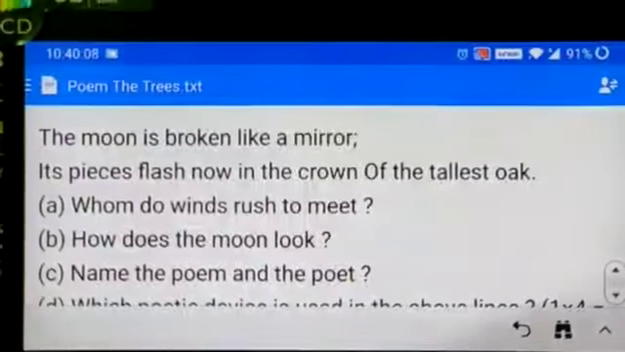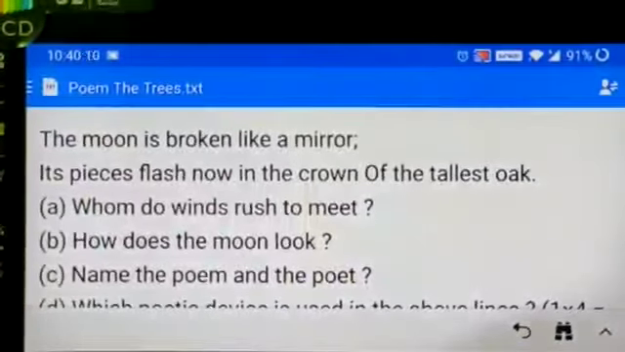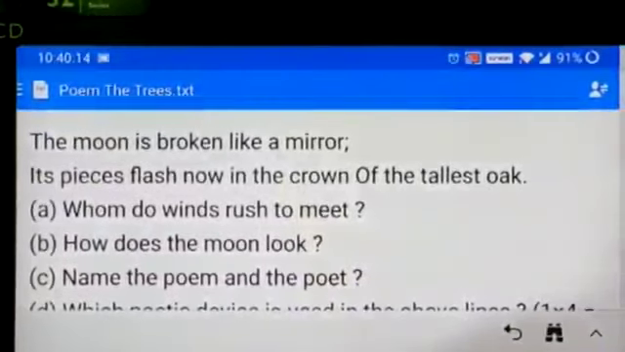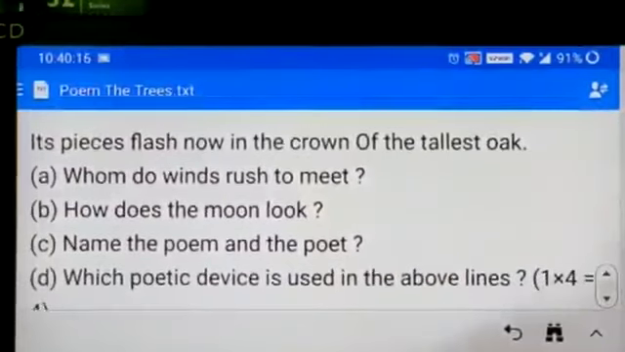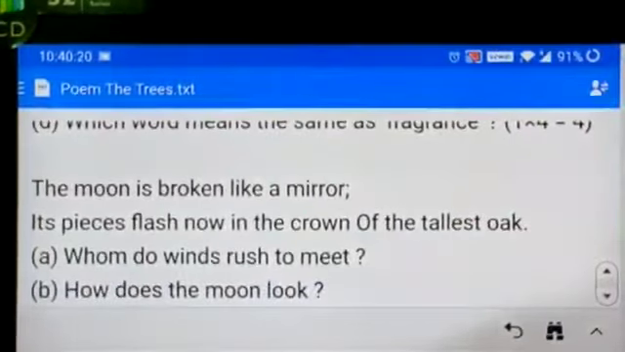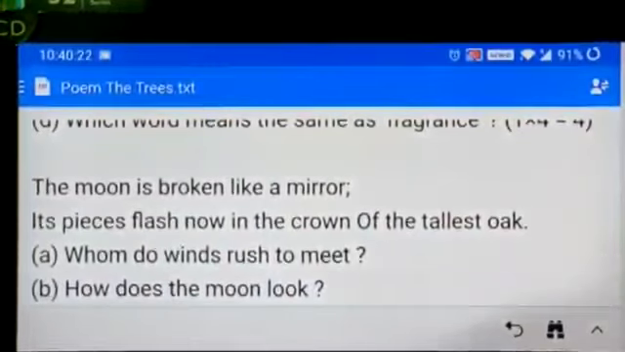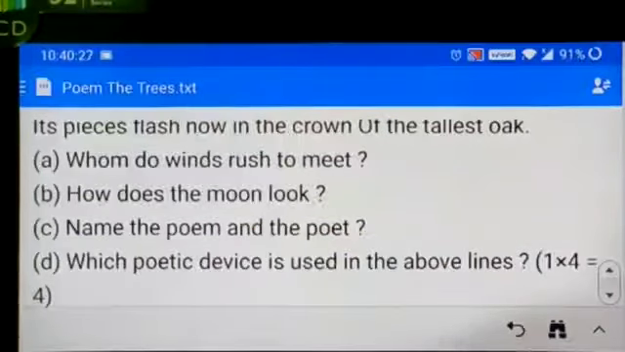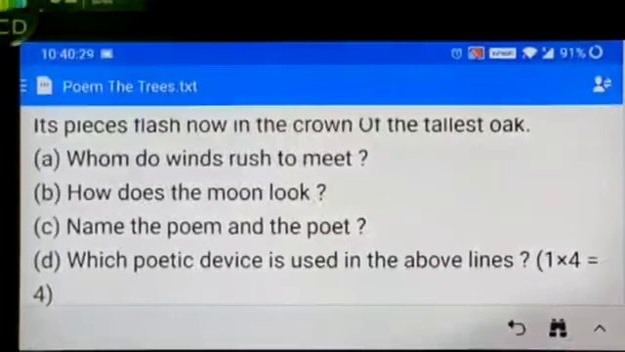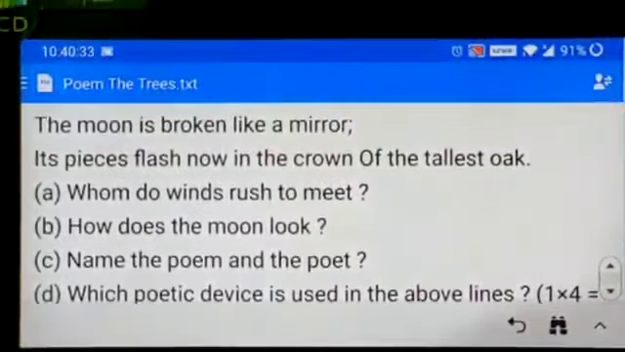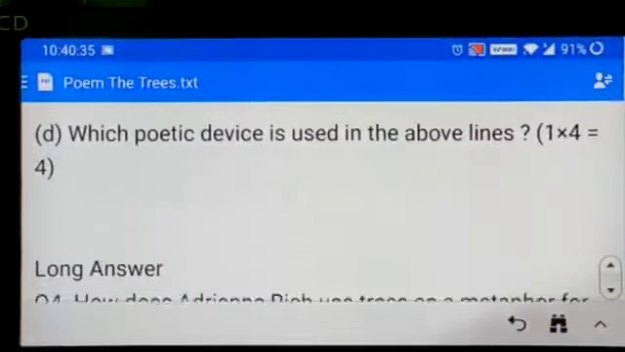Now, next is, the moon is broken like a mirror. Its pieces flash now in the crown of the tallest oak. Now, whom do the winds rush to meet? Okay, you have to now find out from the previous lines that are given there. Then, how does the moon look? Name the poem and the poet, and which poetic device is used in the above lines. Okay, broken like a mirror. Again, I will not give you the answer for that.